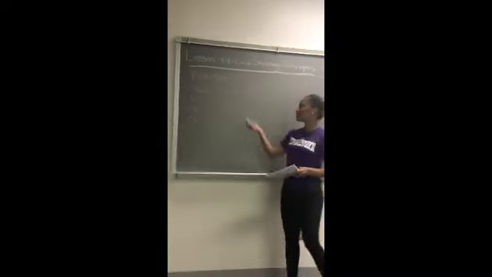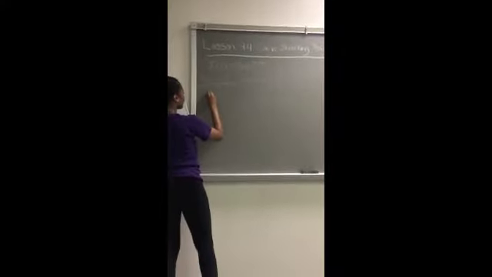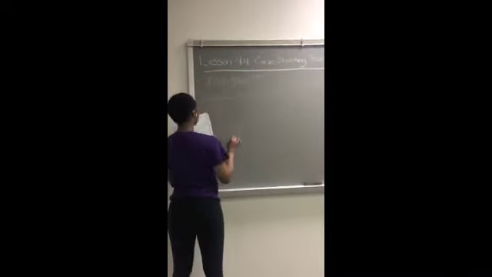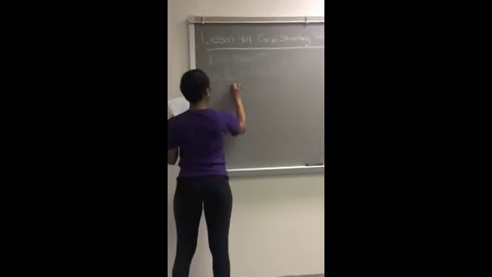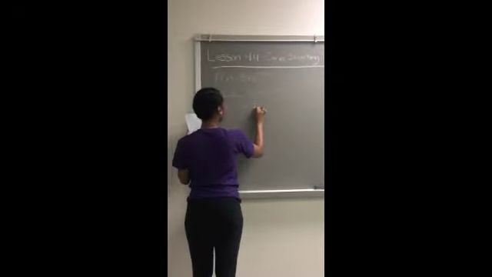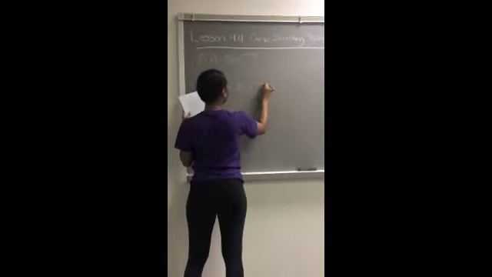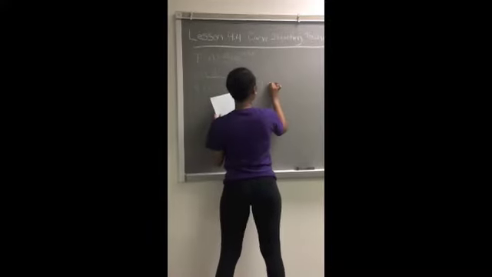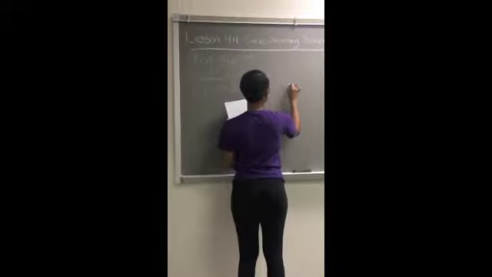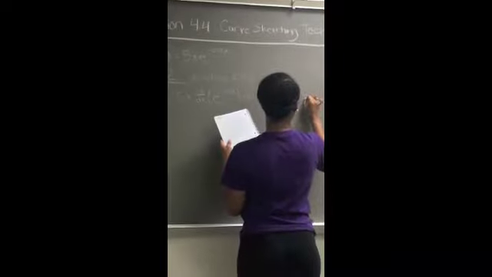Okay, for step two, we're going to analyze f prime of x. So f prime of x is equal to, we have to use the product rule: 5x times the derivative of e to the negative 0.2x, plus e to the negative 0.2x times the derivative of 5x.